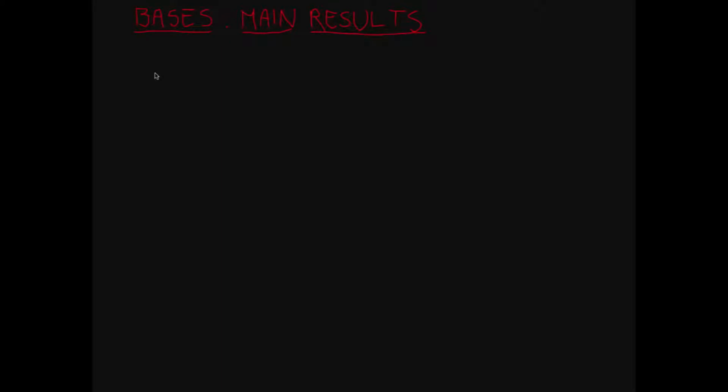We are now going to consider the two main results on bases. The first one is the following. It is an equivalence between four statements, and they are all equivalent for a certain number of vectors to be a base of a vector space. So the following are equivalent.